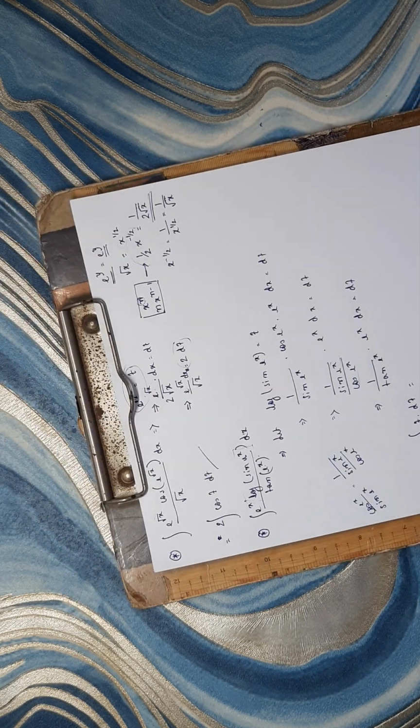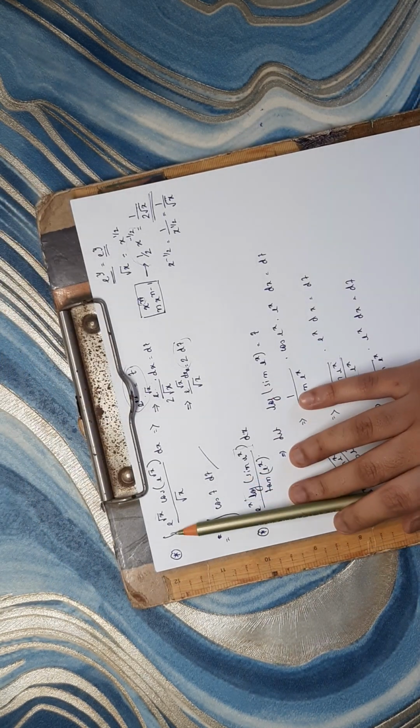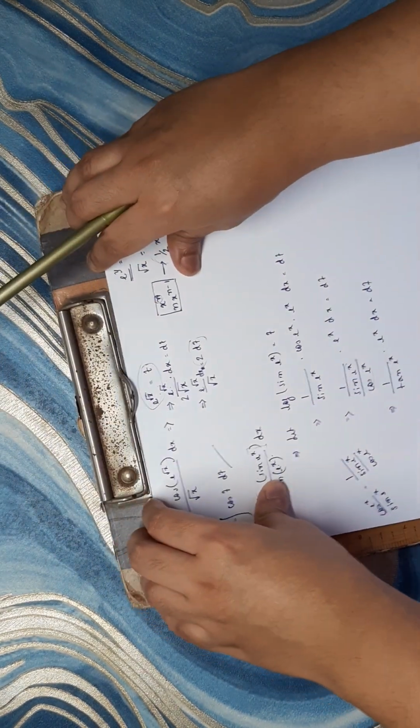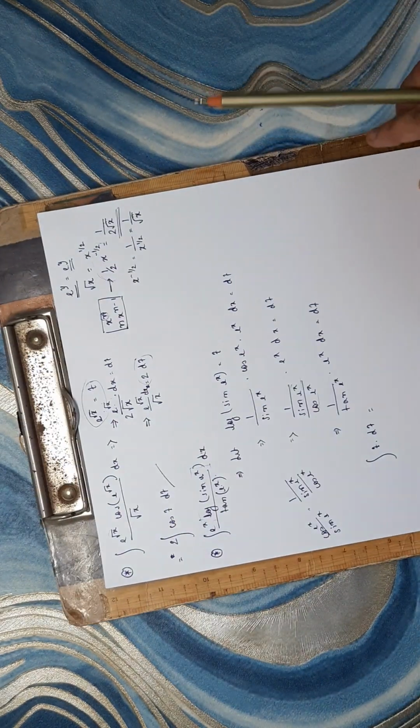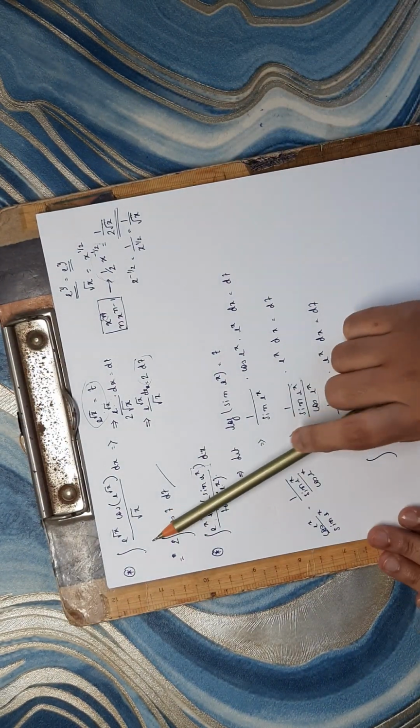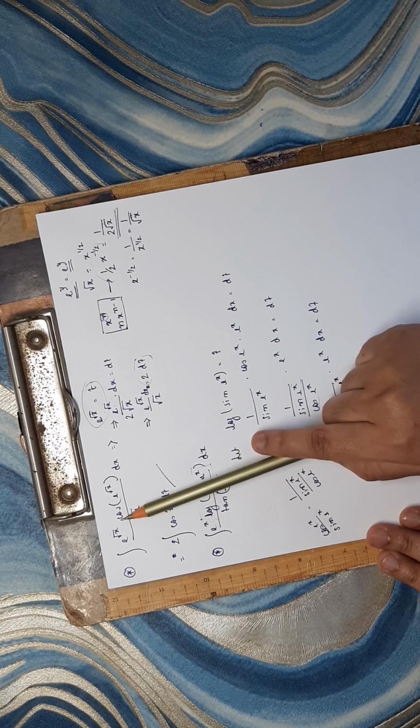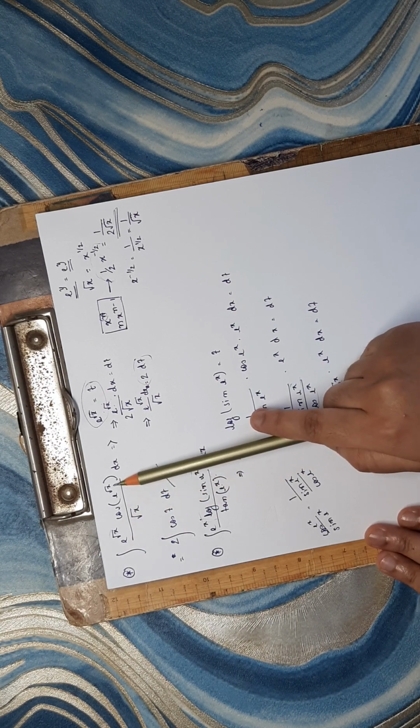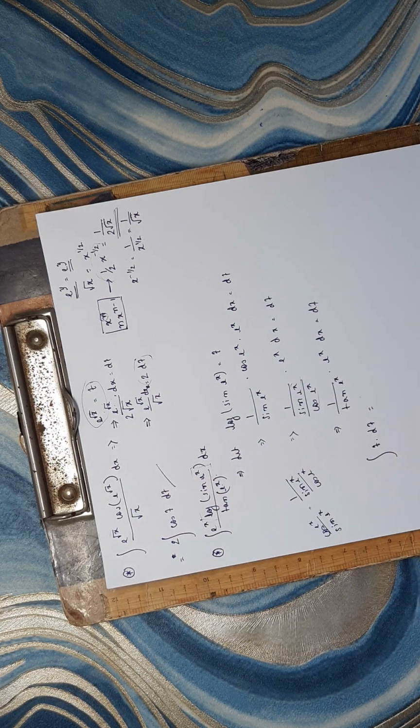Okay. Now coming to this problem, let's look forward to this problem. The problem says that integration of e to the power root of x cos of e to the power root x divided by root x into dx.